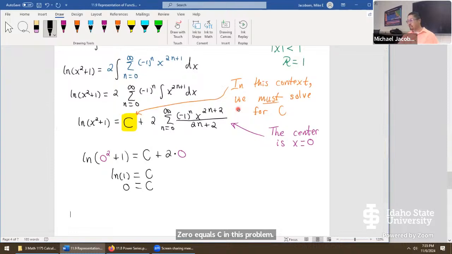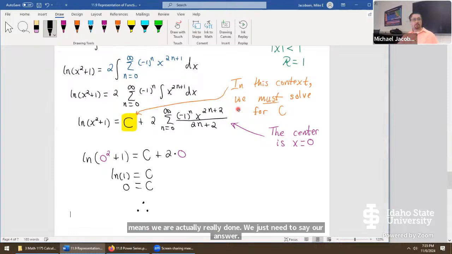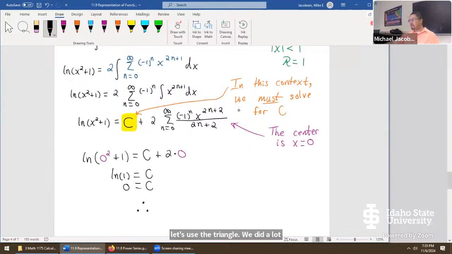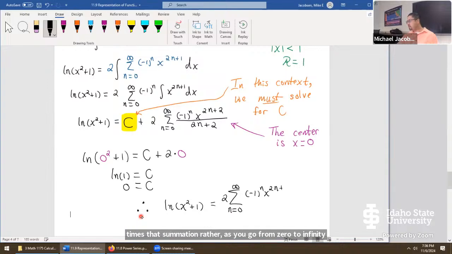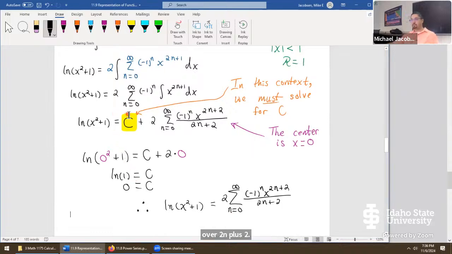We just need to say our answer. Let's use the triangle. We did a lot of work, and now we're saying, by all this work above, we have, therefore, natural log of x squared plus 1, now as a power series, is 2 times the summation as you go from 0 to infinity, negative 1 to the nth power, x to the power 2n plus 2, over 2n plus 2. I really didn't do anything too much new from way up here, except we deleted the constant c. We found it had to be 0 itself.